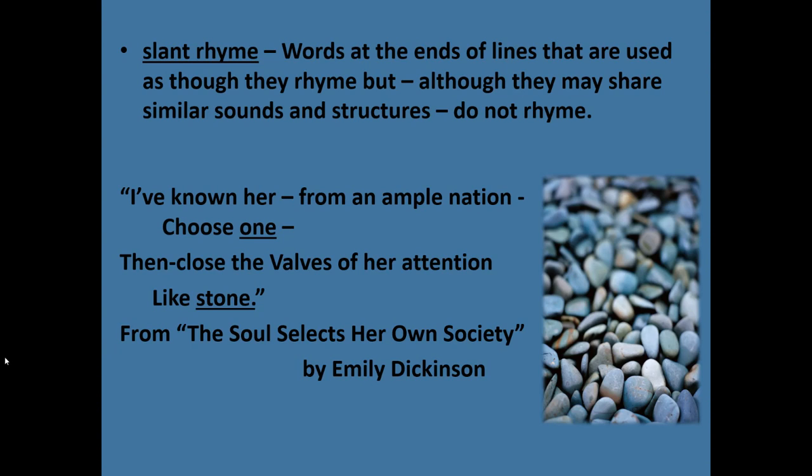When we think rhyme, we're thinking that a word has got to have the exact same consonants and vowels and the whole nine yards at the end, okay? With slant rhyme, that's not quite the case. Take a look at these two lines. "I've known her from an ample nation choose one, O-N-E, then close the valves of her attention like stone, O-N-E." One and stone do not rhyme, but if you look at them, they look very similar, and they've got that same consonant sound. That's what we call slant rhyme.